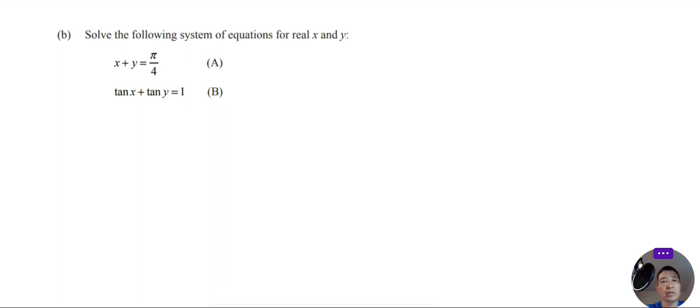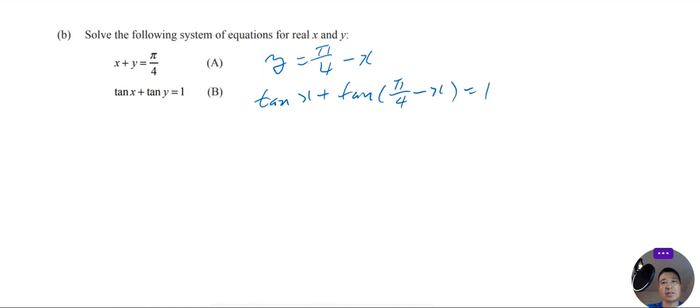We rearrange equation A, which gives me y equals pi over 4 minus x, and we plug that into the second equation, reducing the number of variables. So tangent x plus tangent of (pi over 4 minus x) equals 1. And I believe we have to use the compound angle formula.